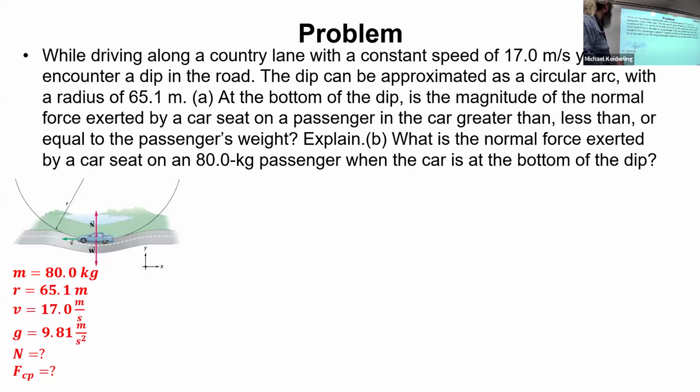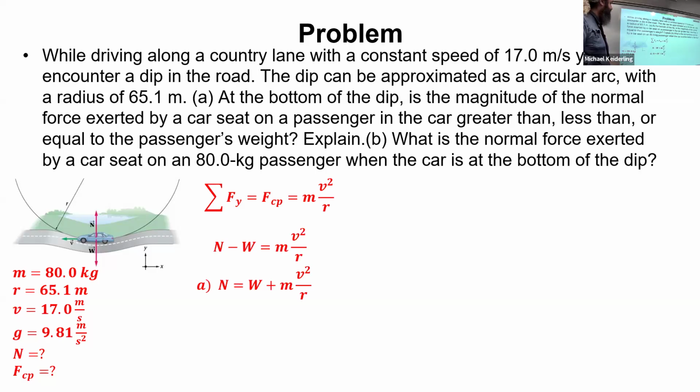Now, for that, we need to know what the centripetal force is. Forces in the y direction equals the centripetal force, which is mass times speed squared, or velocity squared over radius. That is the normal force minus the weight. So the normal force equals the weight plus mv squared over r. Thus, normal force is greater than weight.